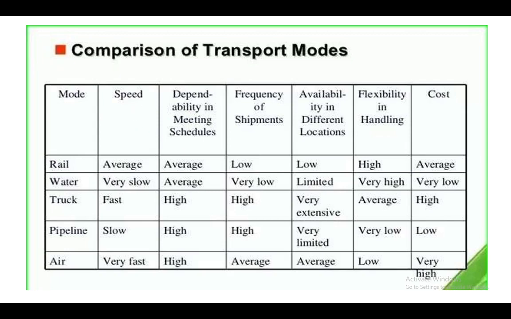So railway has average speed. It is, of course, also dependent on the schedule. Its frequency is low, and availability in different locations is also low, and flexibility in handling cost is of course high. If you talk about water, the speed is very low, but it has the flexibility to handle too much cost. Similarly for the truck and pipeline and air.